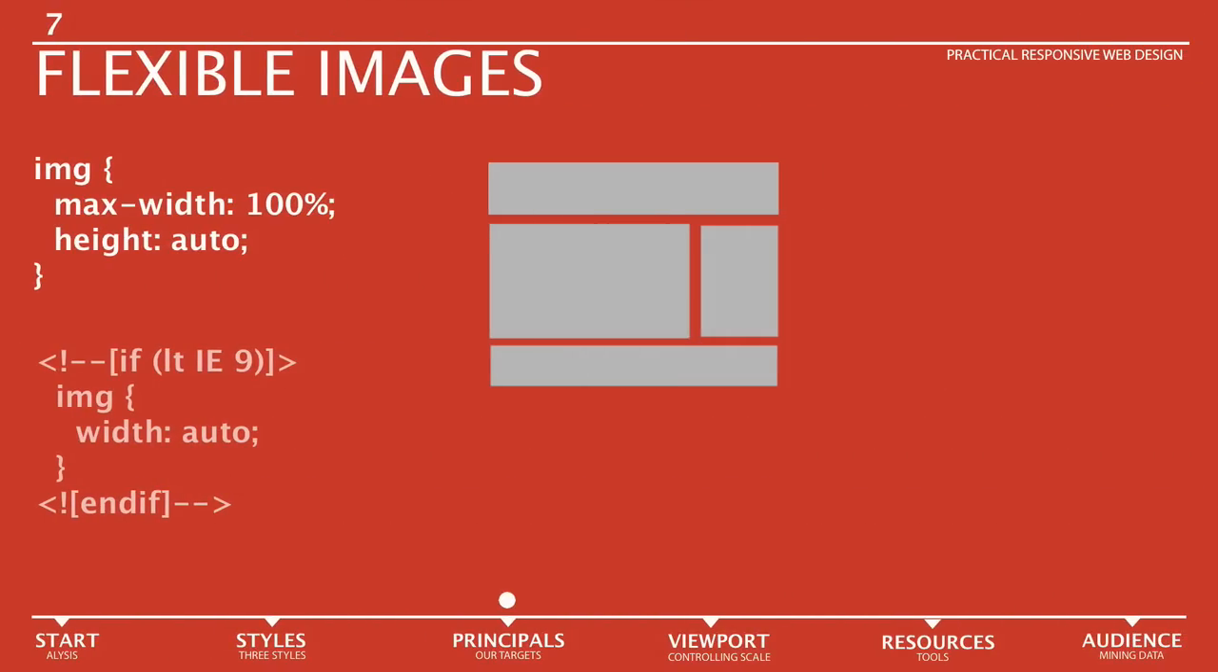And then there's the flexible images, which are again a width of 100%, but we're doing a max width of 100%, and a height of auto, meaning adjust the height automatically. The browser will adjust the height automatically.